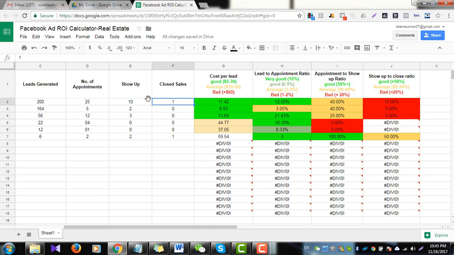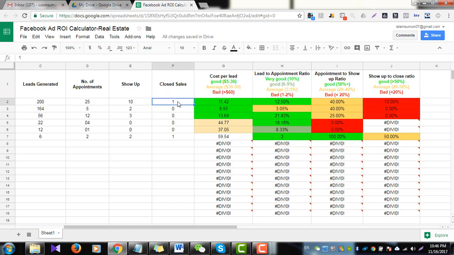That means your show up to close sales ratio is now 10%. So here you can see the metrics as I have written here. Good is greater than 50%, average is 20 to 50%, bad is below 20%. So here out of 10, let's say if I am able to close just 1 sale, that means the show up ratio is 10%.